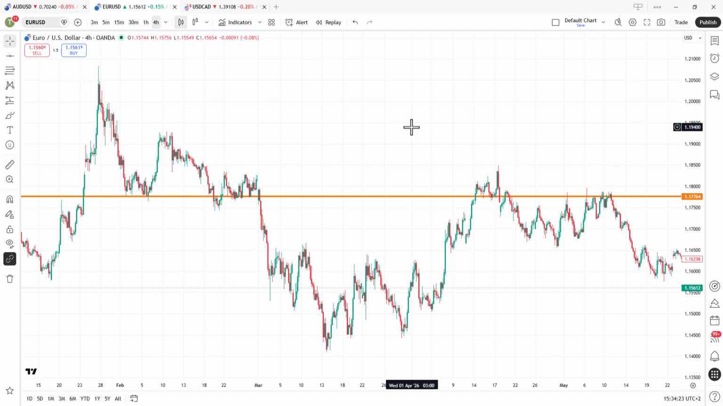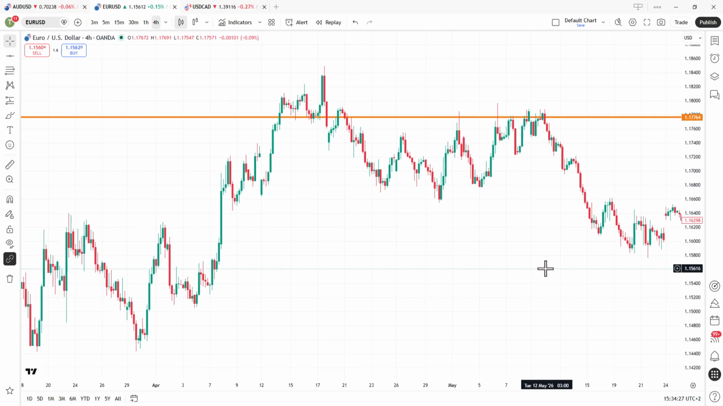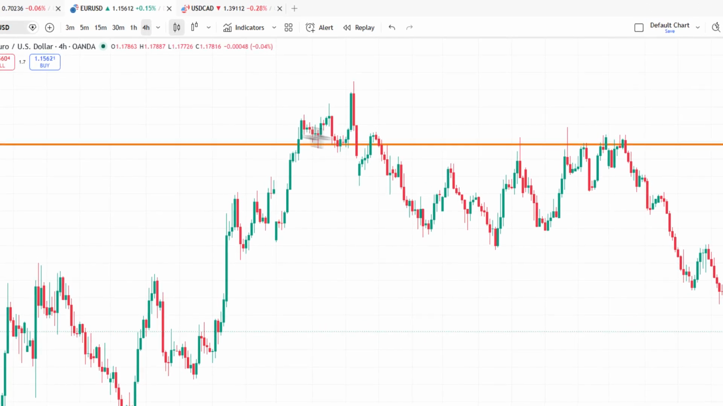I want to talk briefly about fake breakouts. Support and resistance zones are not perfect. Sometimes price briefly breaks above a resistance, like you can see here, or sometimes below a support. But then what happens? It quickly reverses. These are often called fake breakouts or false breakouts.